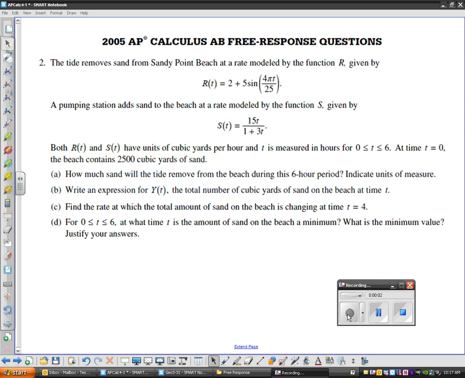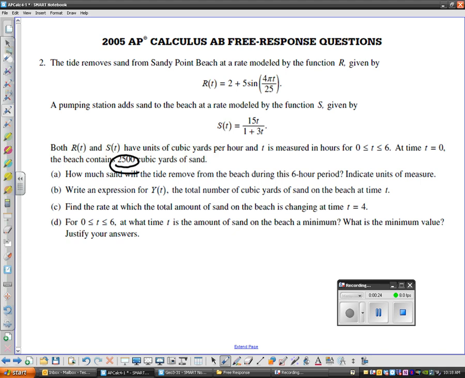Okay, this is 2005, number 2, and it is a calculator open. And you definitely need your calculator to do this. So looking at the problem, we have R of t, which is removing sand, and S of t, which is adding sand to the beach between time 0 hours and 6 hours. And originally, it's really important to know that 2,500 cubic yards is how much sand we start with.